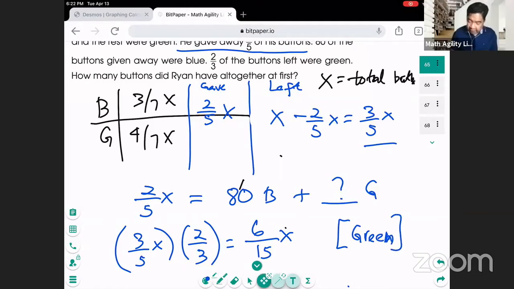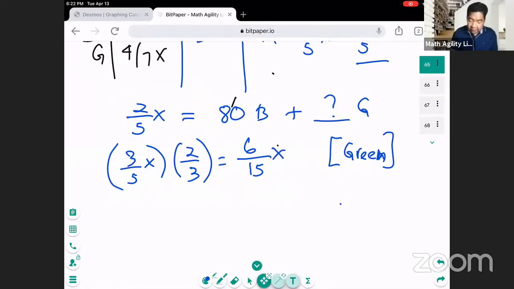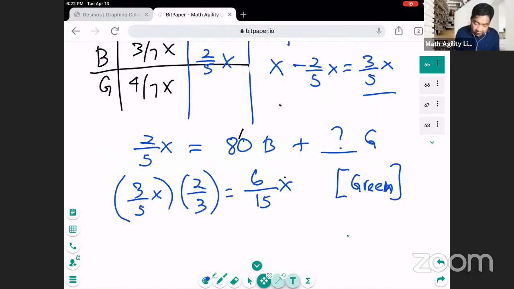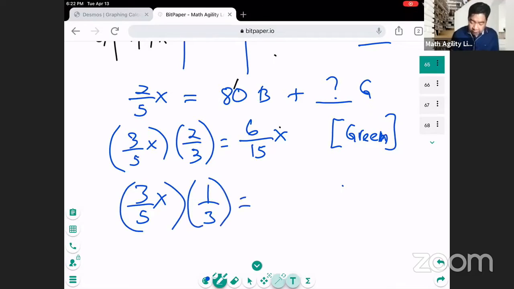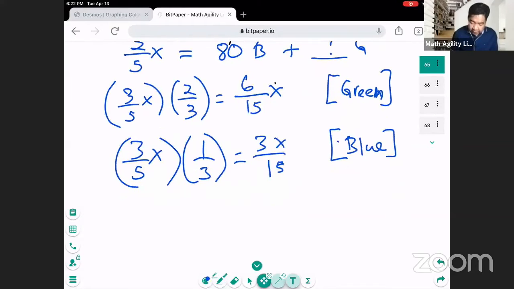So we can also deduce that if 2/3 of what is left is green, therefore 1/3 of this 3/5 of x would be blue. Let's multiply this: it's just 3/15 of x. So from what is left, that is blue. This could be simplified to 1/5 of x.